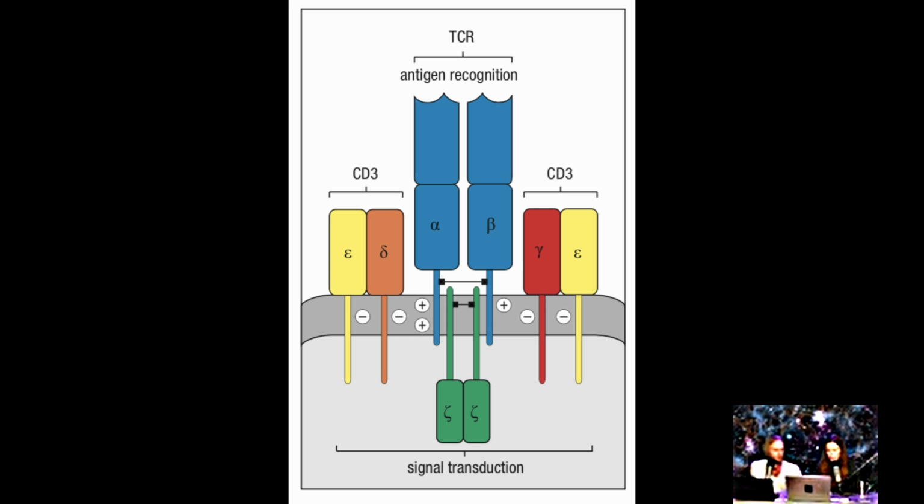Okay. So basically, T cell receptor is here. It has a different shape from the B cell receptor. The B cell receptor is this Y-shaped receptor. This is not a Y-shaped receptor. It's straight up and down. CD3 is the companion molecule that helps with signal transduction.